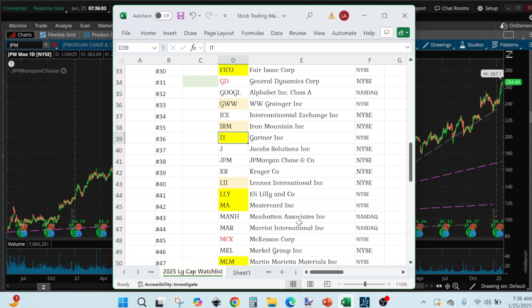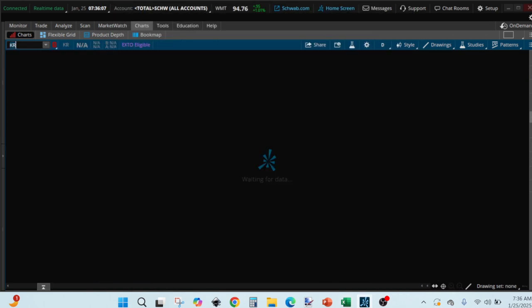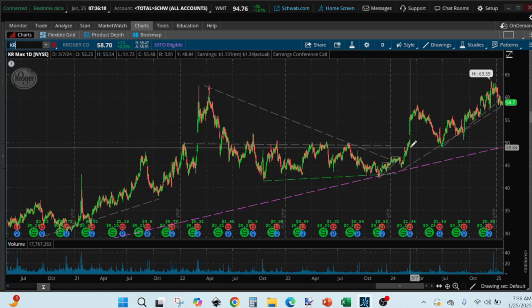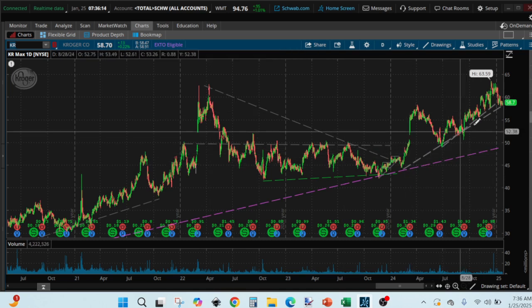So the next one is KR. So KR, we like to wait to buy, but right now it's following this trend line.